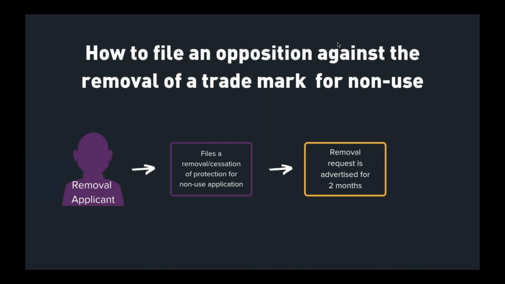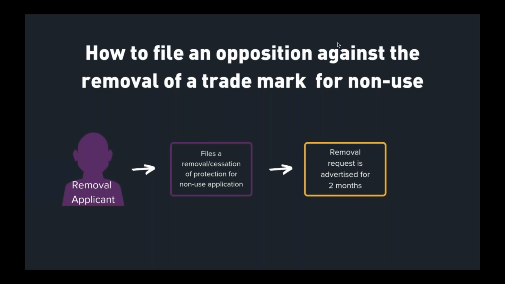As we can see from the diagram, any person can submit an application for the removal or cessation of protection of a trademark for non-use. Going by our example case study, Ben would be the removal applicant and would choose to file the application for the removal of Lisa's trademark for non-use. Ben can submit the removal application at any time, however, he needs to pay the relevant fees. Once filed, the removal application is advertised for 2 months.